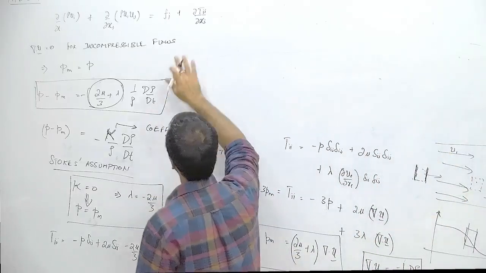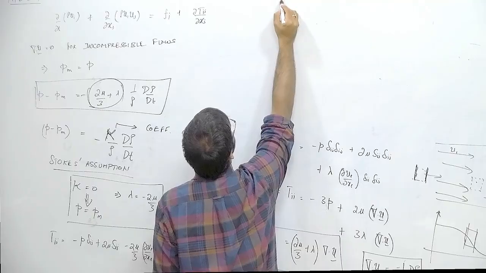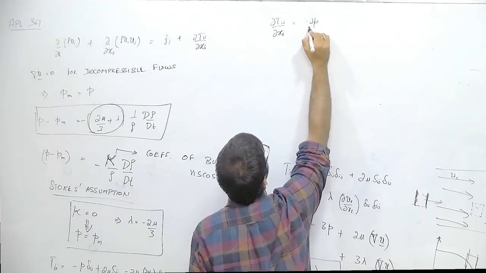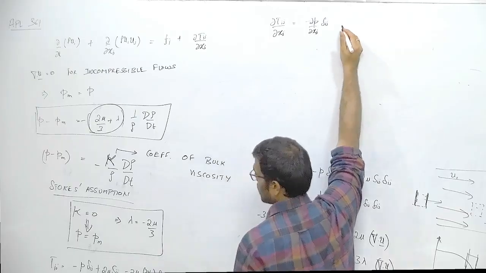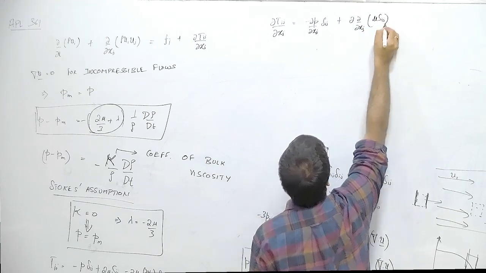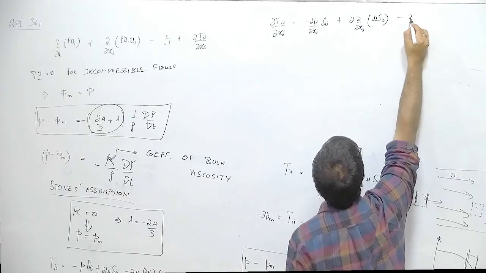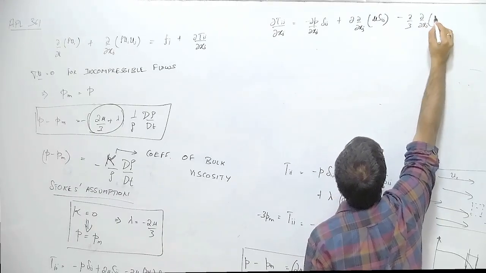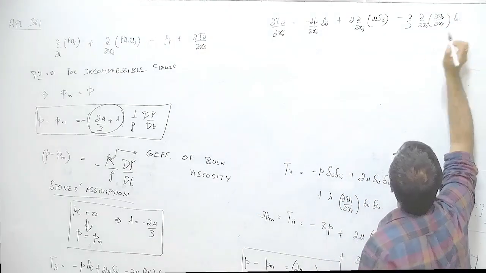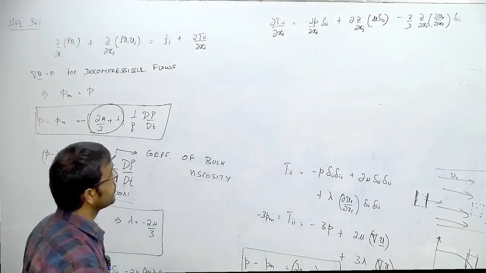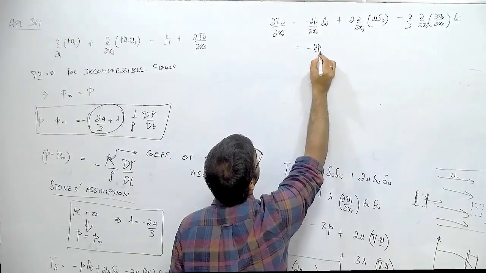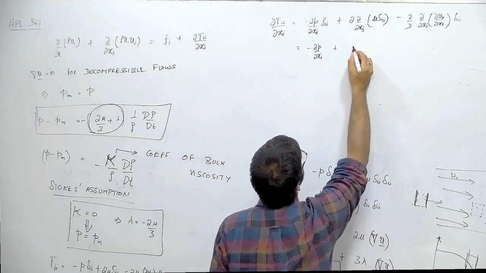So substituting this, the main thing that we have to compute is del Tij over del Xj, which is going to be minus del P over del Xj delta ij plus 2 del by del Xj mu Sij minus 2 by 3 del by del Xj mu del Uk over del Xk delta ij. This is what we get. We can further simplify this. So this is basically minus del P over del Xi.